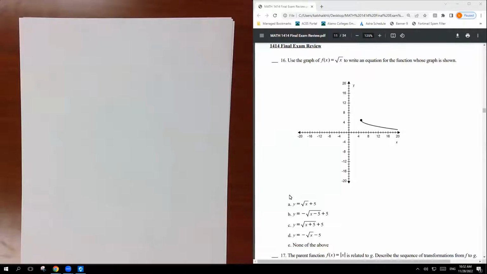Here is the review for the final test. The second part, we're going to start from example 16. For example 16, we have this graph and we need to write down the function for this graph.